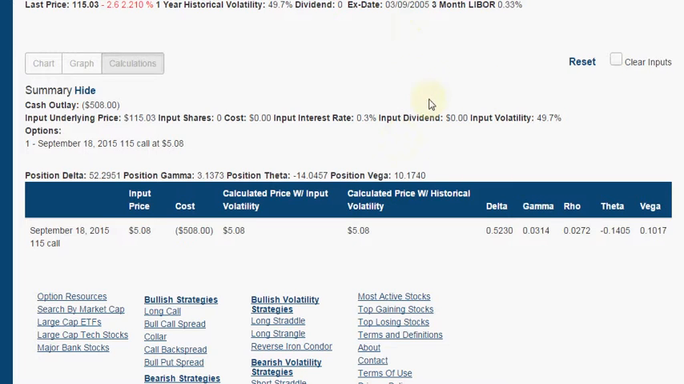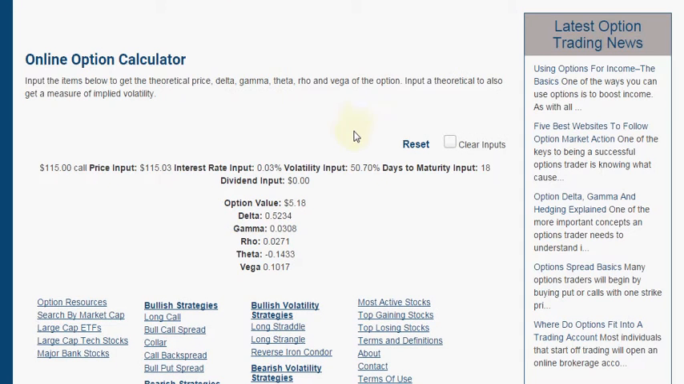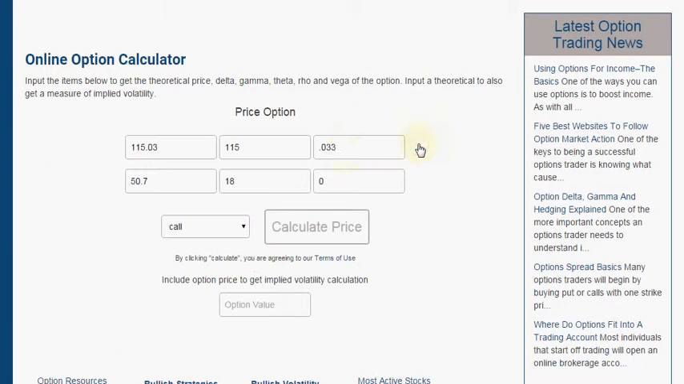Now, moving on to Theta. Theta is a representation of time decay. So what this is telling us is that for every day before the option expires that passes, you're going to have a $14 loss in your position. So I can illustrate this with our online option calculator again.